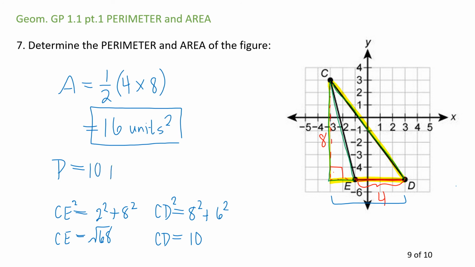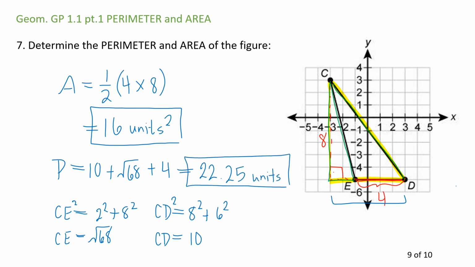Add them all together. 10 I just found. Square root of 68 I just found. Plus, don't forget the 4. And you get 22.3. And that's that.